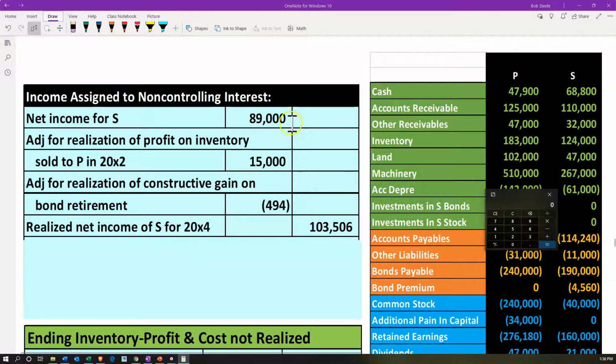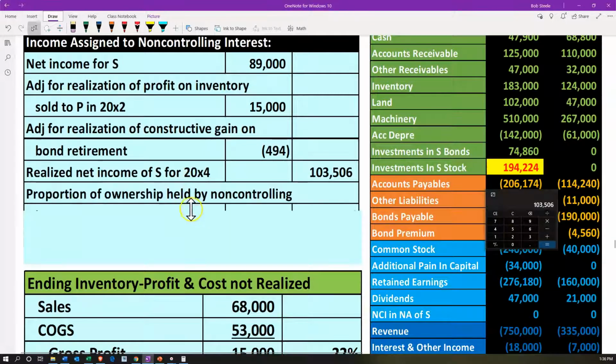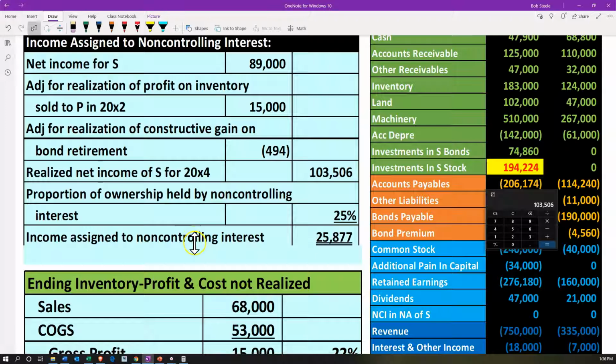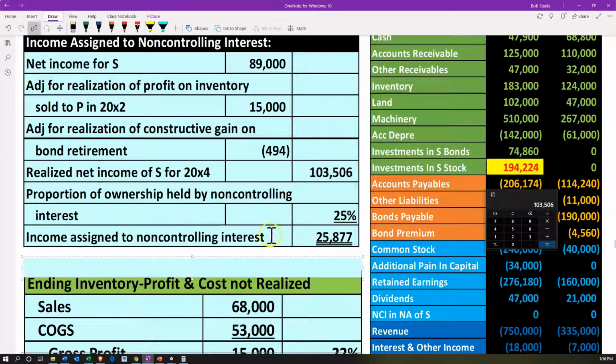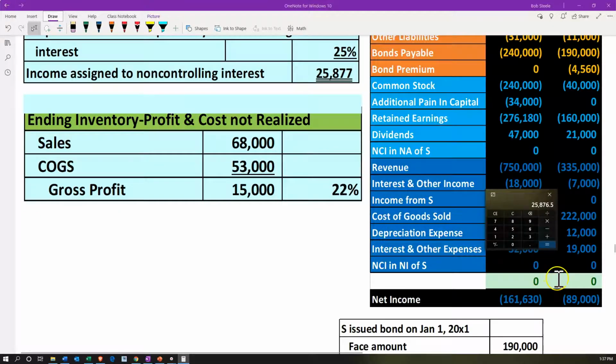So in other words, here's the starting point. The 89,000 is their net income. We're going to adjust it 15,000 minus the 494 to the 103,506. Then allocate that out to the 75 and the 25, controlling and non-controlling interest. We're considering here the non-controlling interest, so the proportion of ownership held by the non-controlling interest being the 25. If I take that amount and multiply it times 0.25, 25%, we get the 25,877 about, and that's the ending number we expect to be at the end of the day.